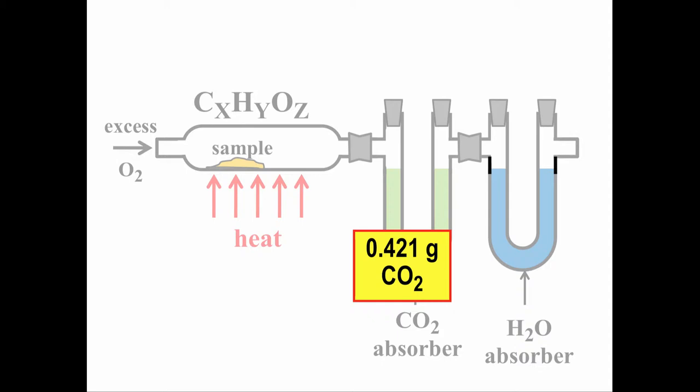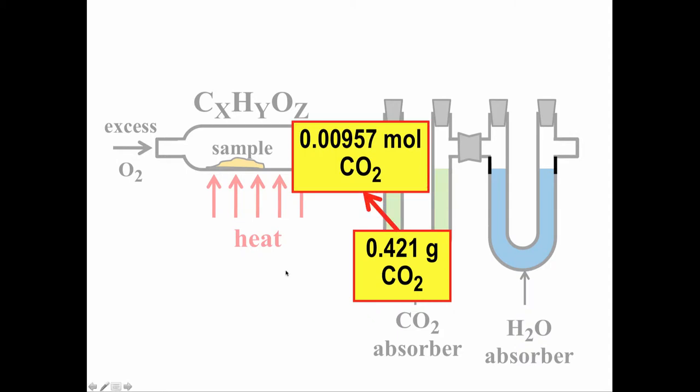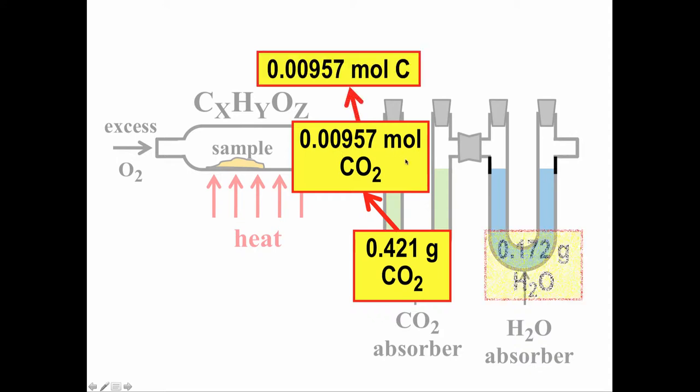In this problem, we're not going to show explicitly every calculation, but these are things you should make sure you know how to do. You can determine the molar mass of carbon dioxide and use that to convert from grams of CO2 to moles of CO2, which turns out to be 0.00957. Since 1 mole of CO2 contains 1 mole of carbon, 0.00957 moles of CO2 contains 0.00957 moles of carbon, because we only care about the carbon at this point.